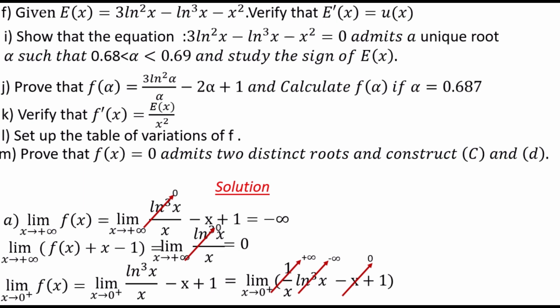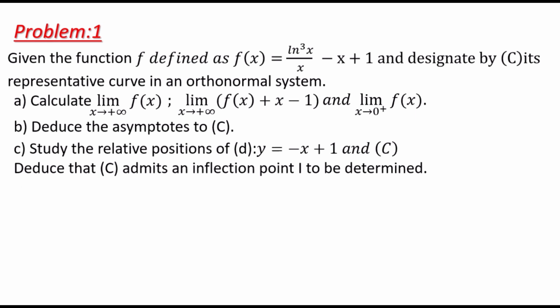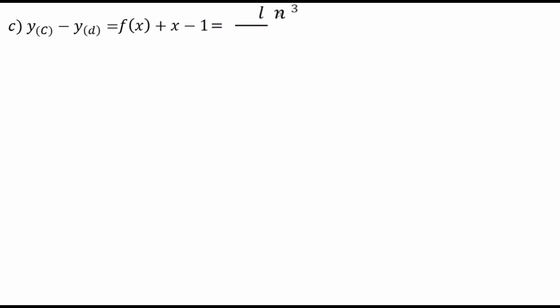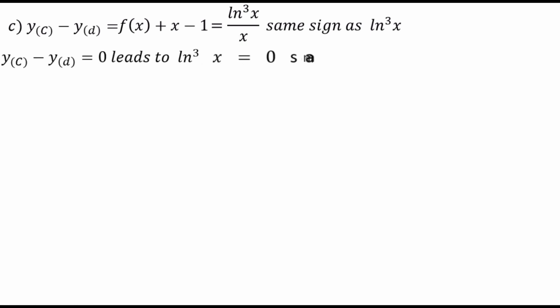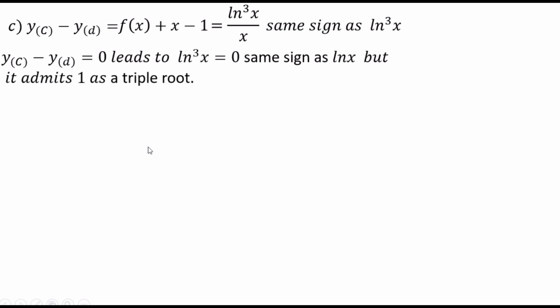The third question was, study the relative positions of D and C. Yc minus yd is f of x plus x minus 1. f of x is ln cube x over x minus x plus 1, so this is ln cube x over x. Same sign as ln cube x because x is positive. Yc minus yd equals 0 leads to ln cube x equals 0, same sign as ln x, but it admits 1 as a triple root.